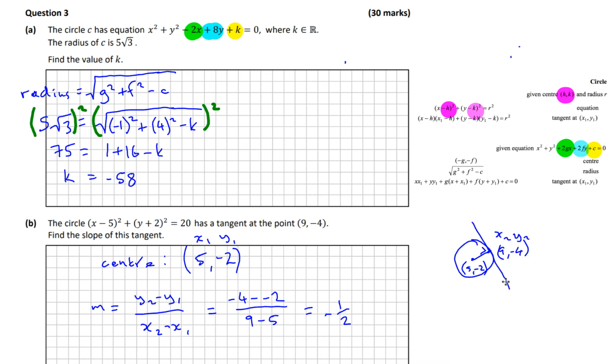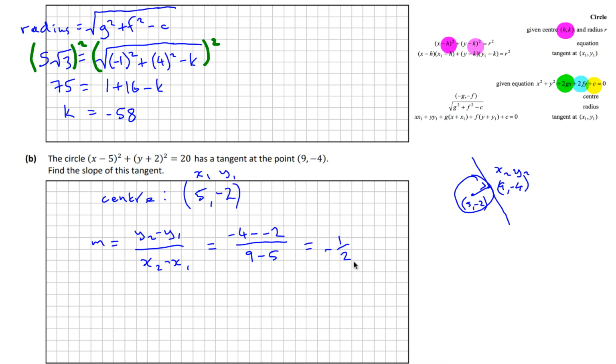So a line perpendicular to that will have a slope. Remember, to get the slope of a perpendicular line, you take this fraction, flip it upside down, and change the sign. So instead of minus 1 over 2, it'll become plus 2 over 1. So the tangent slope is plus 2 over 1, or 2. And that's part B.